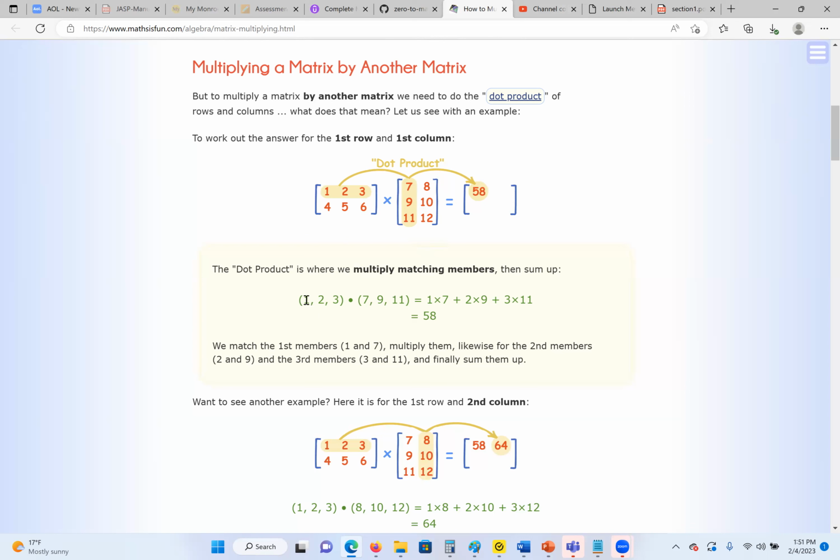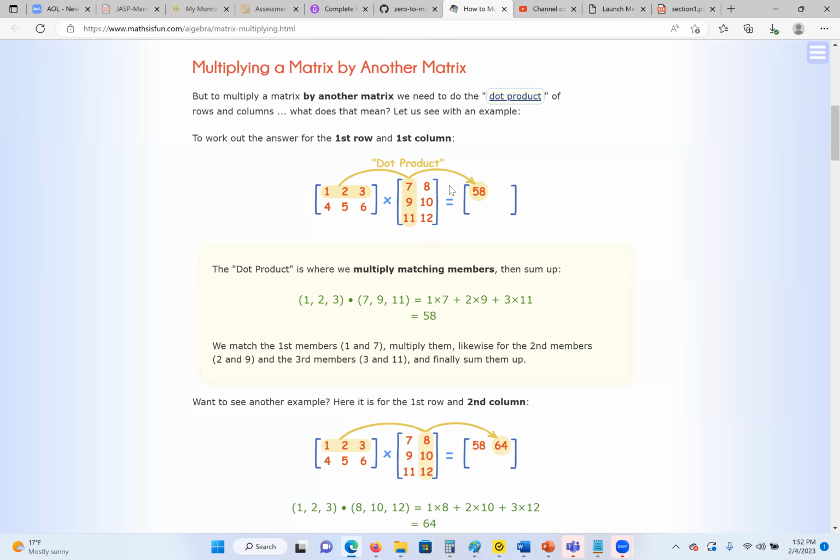So you can see what we did. We multiply 1 by 7, so 1 times 7 plus 2 times 9 plus 3 times 11. When we add all together, we get 58. So 58 will be here. Then we can do the same thing for the second column of our second matrix.